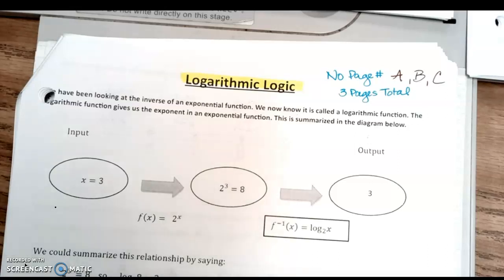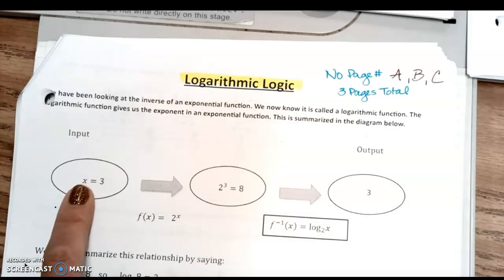Okay, so we have been looking at the inverse of an exponential function. We now know it is called a logarithmic function. The logarithmic function gives us the exponent in an exponential form. This is summarized in the diagram below.